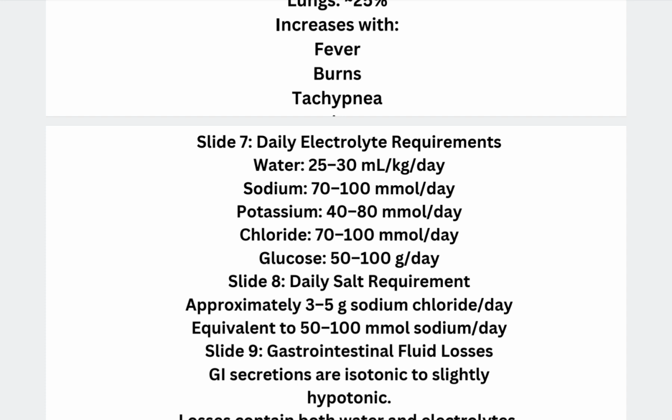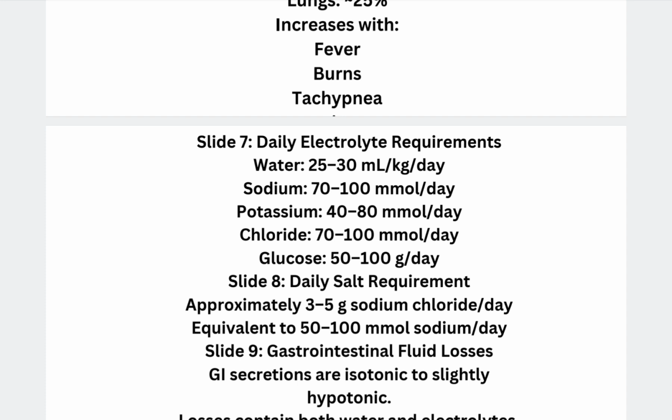The basic sodium requirement is 70 to 100 millimole per day. Potassium is 40 to 80 millimole per day. Chloride is 70 to 100 millimole per day. And we have to supplement glucose 50 to 100 gram per day. This is the ideal calculation we have to add along with our fluid, not just fluid but also electrolytes, and we have to keep glucose in mind also.